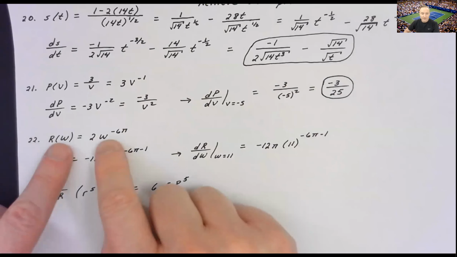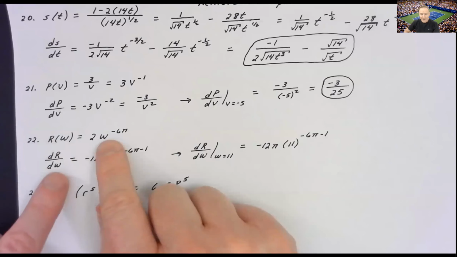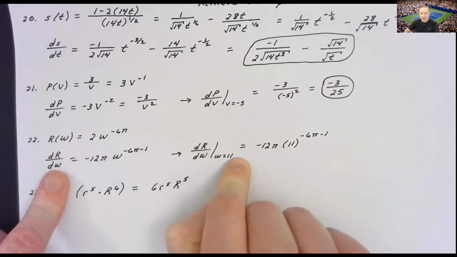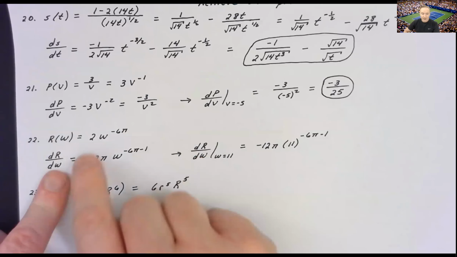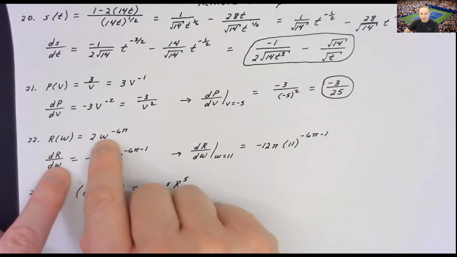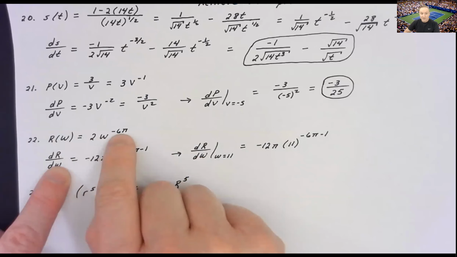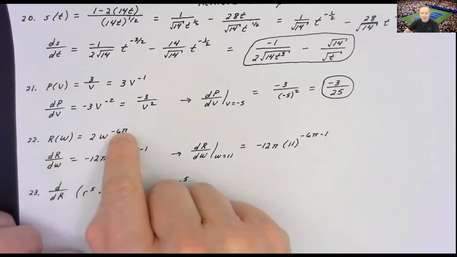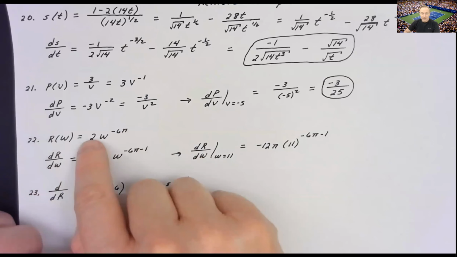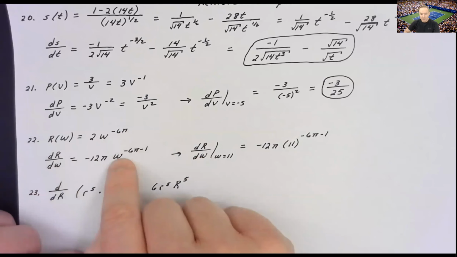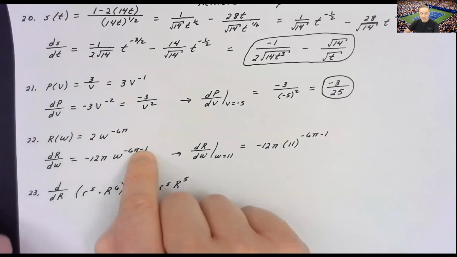It gave me r as a function of w, and it asked me to find dr dw such that w was equal to 11. Well, before I can find and evaluate that, I first needed to find dr dw. And I can say, well, I know that w is a variable that's raised to an irrational exponent. Okay, the power rule still applies. I bring that irrational exponent down, multiply it by 2, and I get my -12 pi w to the 1 less power, which means it's raised to the -6 pi minus 1 power.